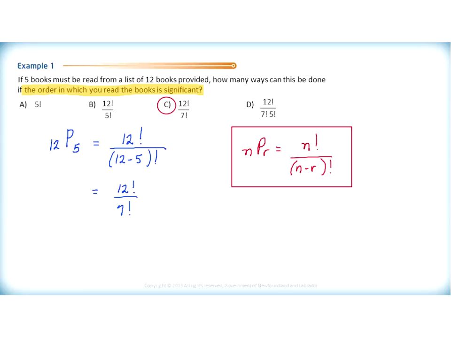So when you're reading the question itself, you need to identify what the variables represent. You have a list of 12 books provided. That tells us that the value of n is going to equal 12. And 5 books must be read, so that part of the statement tells us that the value of r is equal to 5. 5 items must be selected from a set of 12 items.